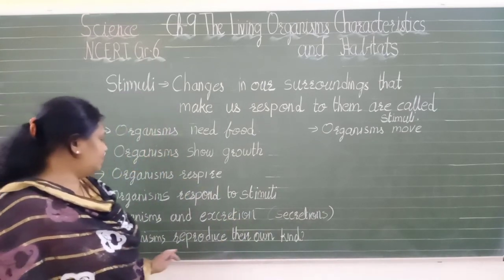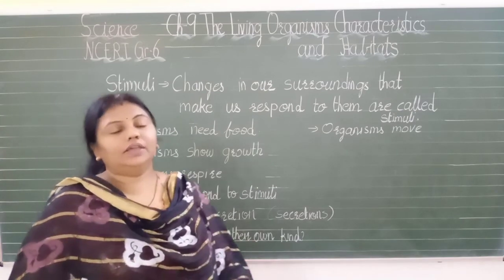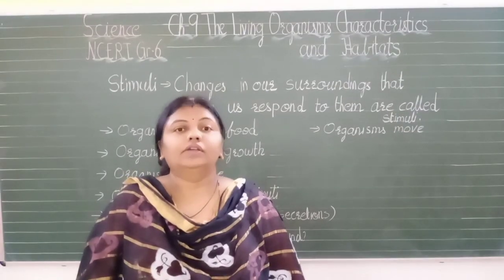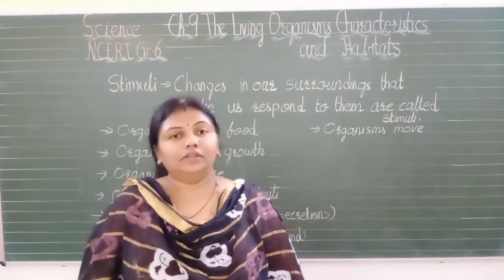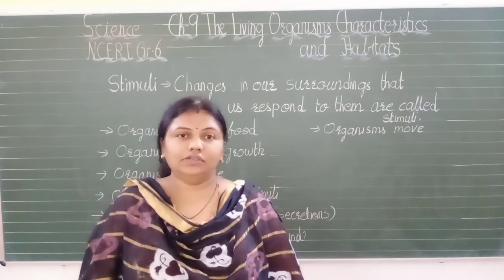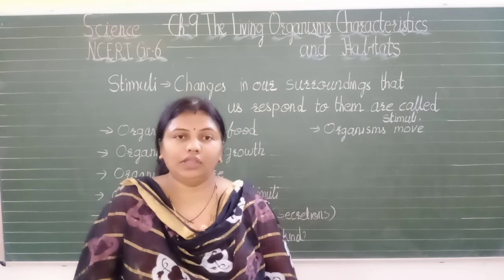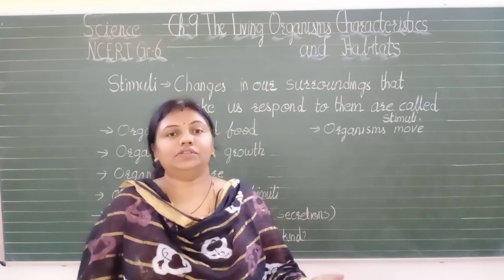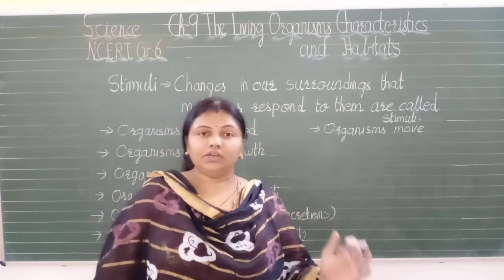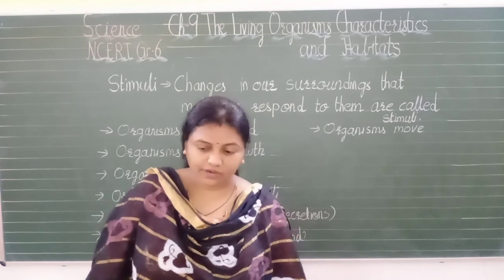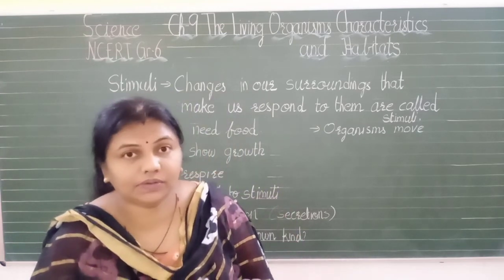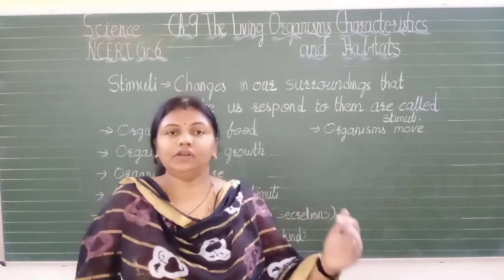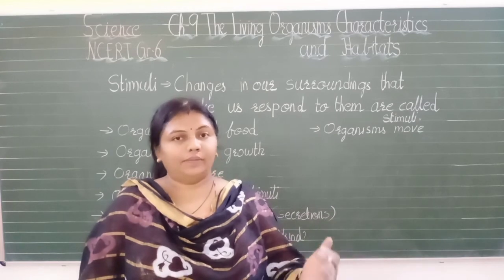Now, organisms reproduce their own kind. Yes, all living organisms reproduce their own kind. You know that a hen lays an egg and a chick is produced. Yes, all organisms mostly produce the same species or same creature of their own kind. But there is some difference in plants. In plants it is possible that by cutting or by different ways, a new plant can be obtained from another plant.